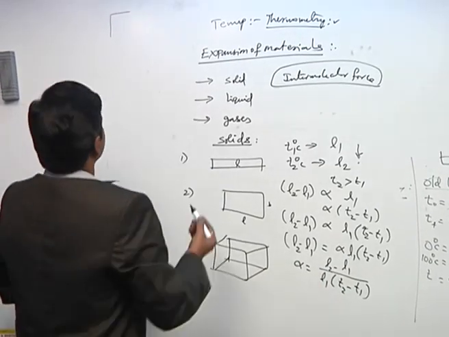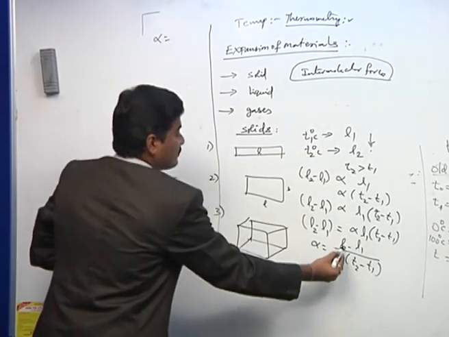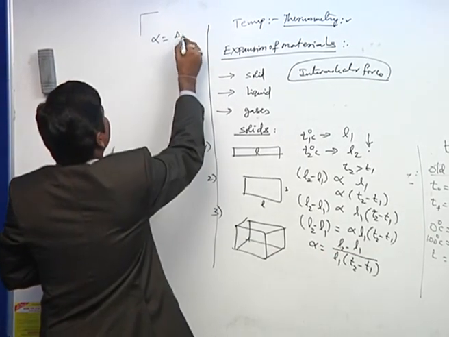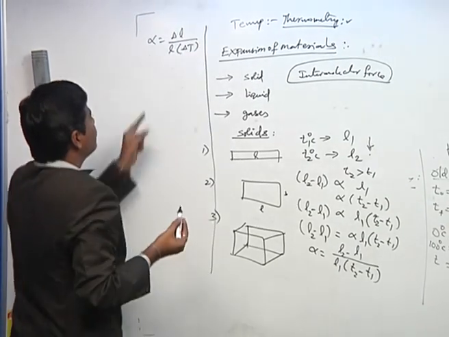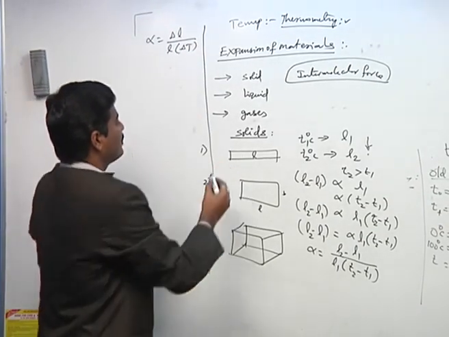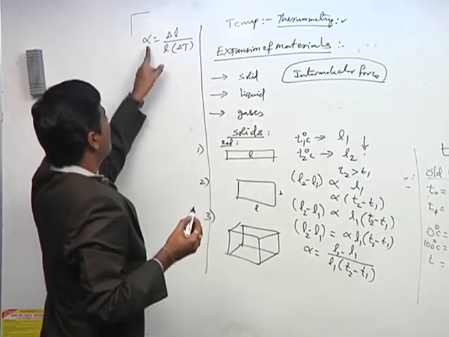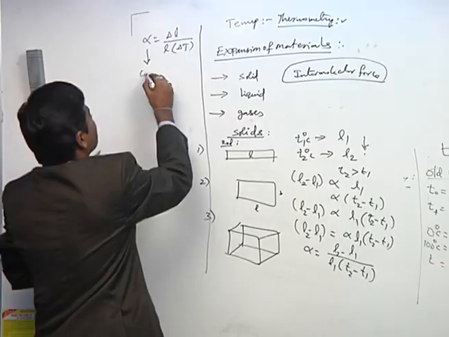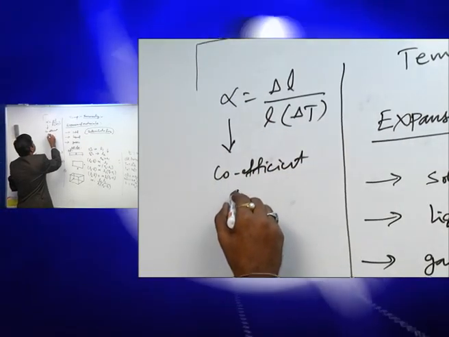So we are writing alpha is equal to delta L by L into delta T, where delta L is the change in length. This alpha we define for a particular solid in the form of a metal rod. So alpha is called the coefficient of linear expansion of the solid.